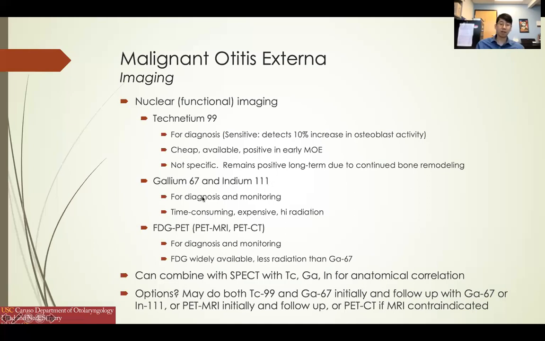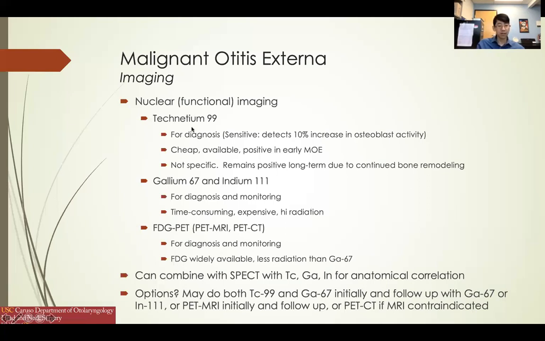Gallium-67 and indium-111 are good for both diagnosis and monitoring, because their signals will resolve upon resolution of the disease. But they're time-consuming, they're expensive, and have a higher radiation burden. FDG PET, you think of your PET scans, you can combine that with MRI or CT. That's good for both diagnosis and monitoring, just like gallium and indium-111 scans. And FDG, which is the fluorodeoxyglucose used in your PET scans, is widely available, and you get less radiation than gallium-67.